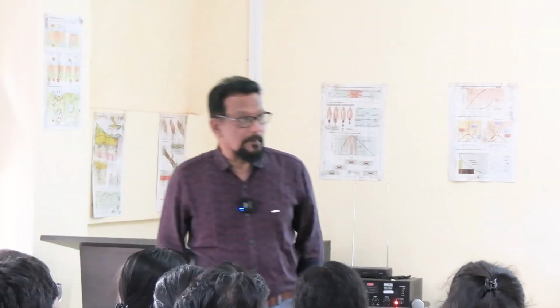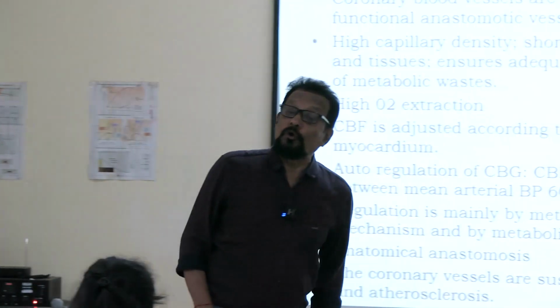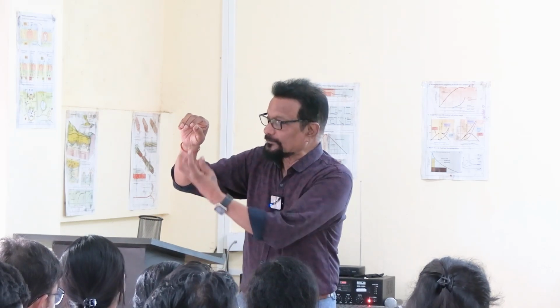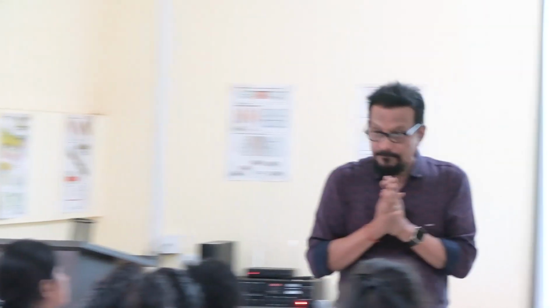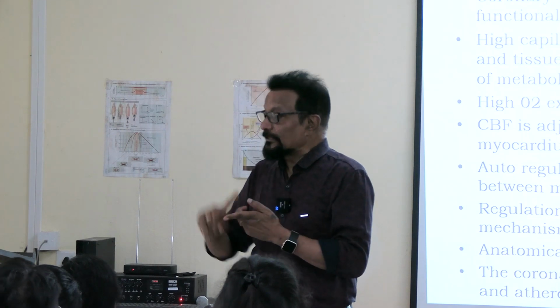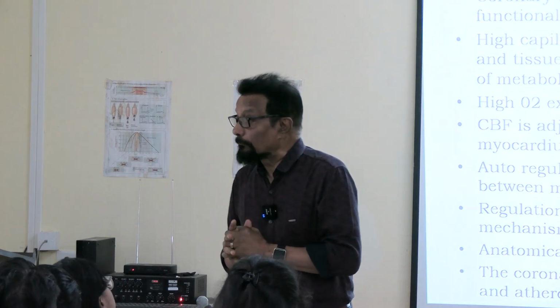Coronary circulation, coronary blood flow has its own regulation. Own regulation means if circulation is increased, it can bring it down to a normal range. If it falls too low, then it can increase to the normal range. So this is called auto-regulation. Coronary circulation can auto-regulate its blood flow within a range. What is the range? 60 to 140, 150 millimeter of mercury pressure.